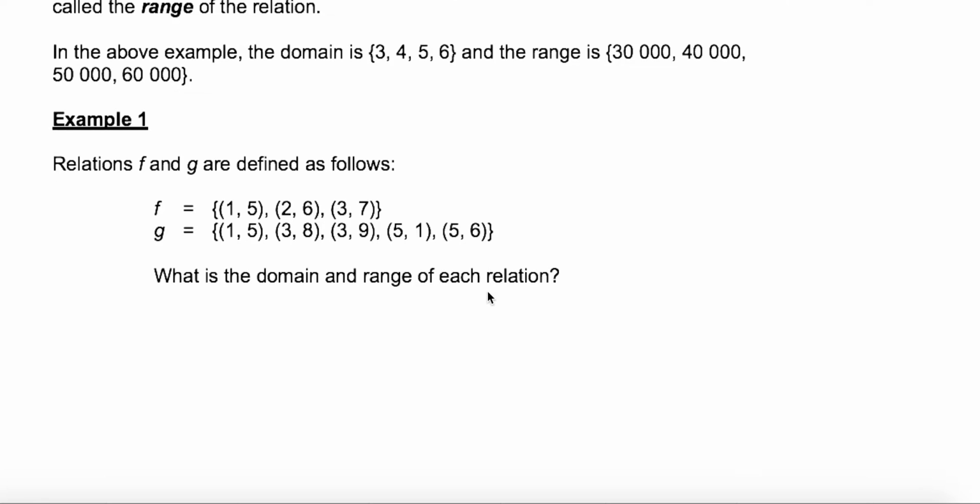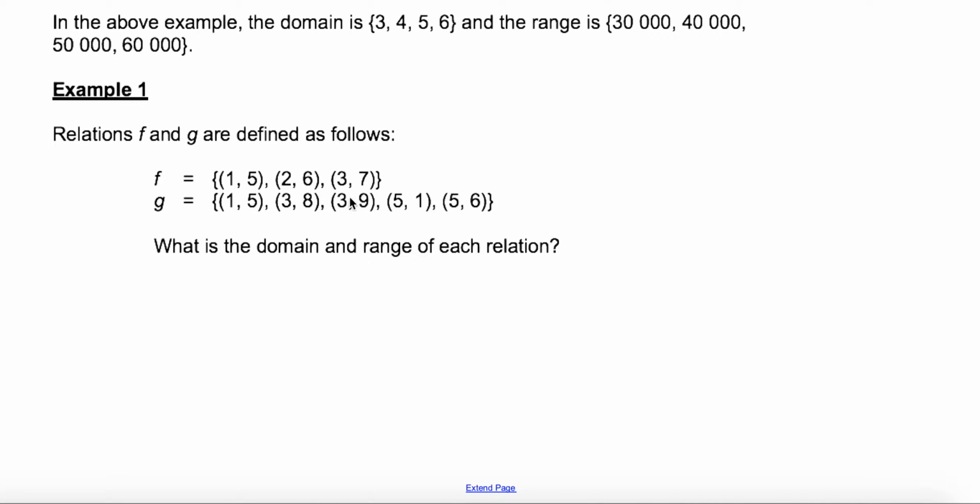So in this first example, relations f and g are defined as follows. This is the relation of f, and there's a set of ordered pairs. This is the relation of g, and here's a set of ordered pairs for g. What is the domain and range of each relation? So this is very introductory. This is just because it's the first time we might be defining what domain and range represent.